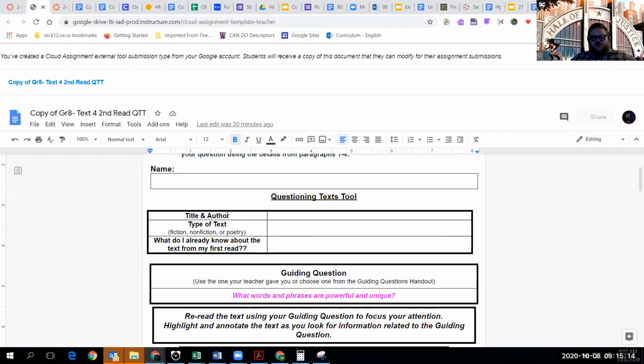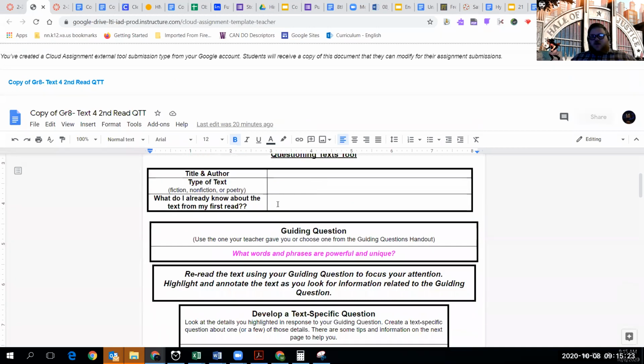Put your name in, fill in the title and author. You can get that from the article. What type of text is this? We've already said it's nonfiction, so I'll give you that one for free. What do you already know about it from your first read? Go ahead and fill that in. What did you already know about this? It can be bullet points.